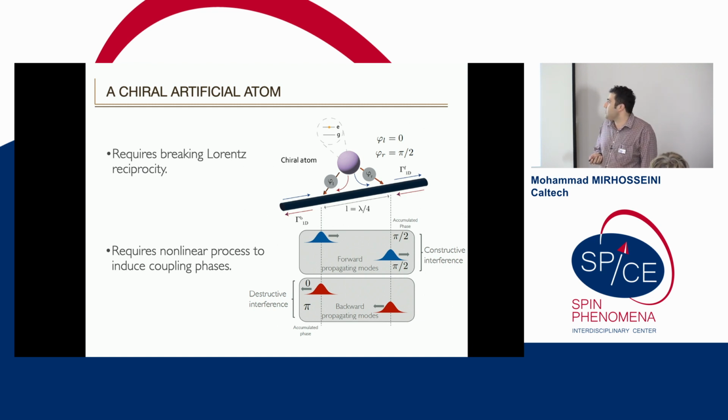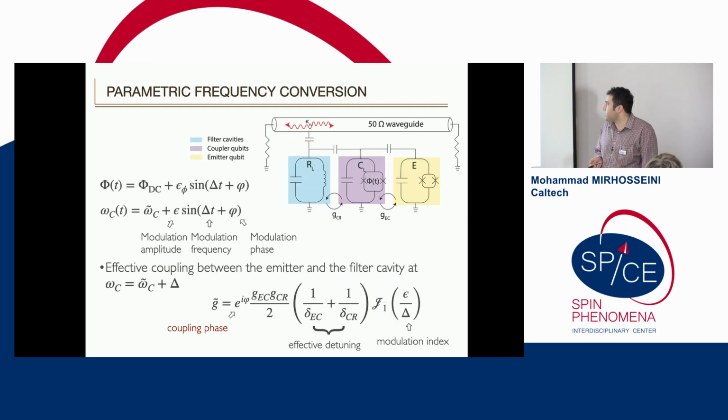And in terms of ways of realizing it, you can immediately think about using some sort of magnetic field in your experiment, which is a possibility, but superconducting qubits don't like magnetic fields, which is something we try to avoid. So another alternative way of doing it is to use some form of parametric drive to realize these phases required in this experiment and break the Lorentz reciprocity. And that's what we do in our experiment.